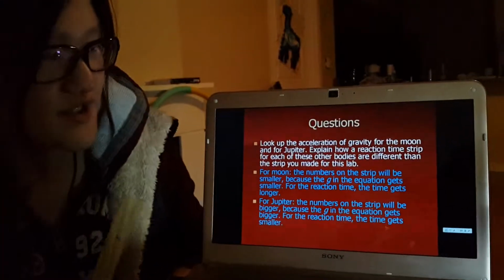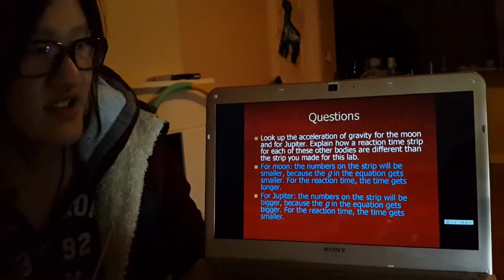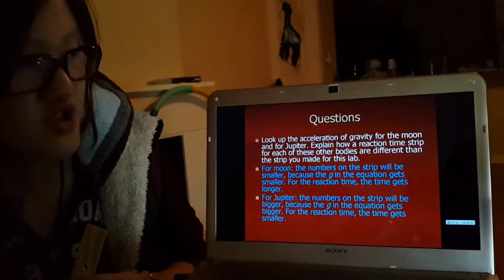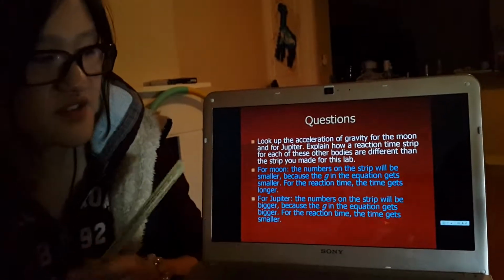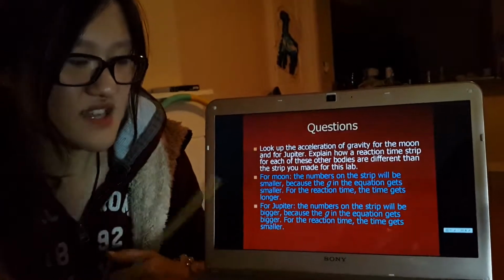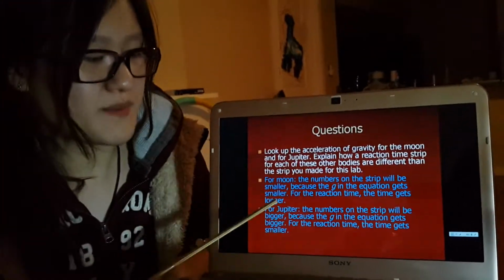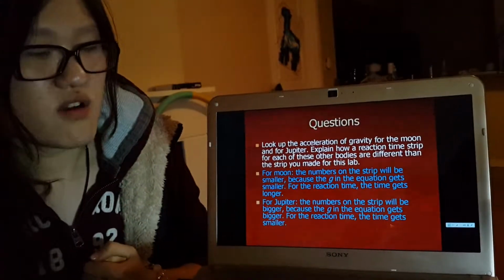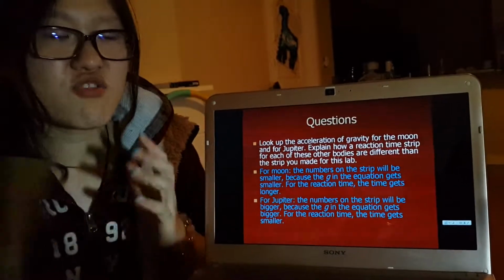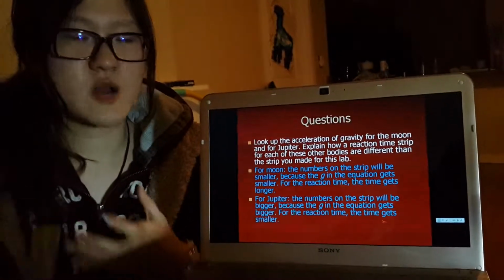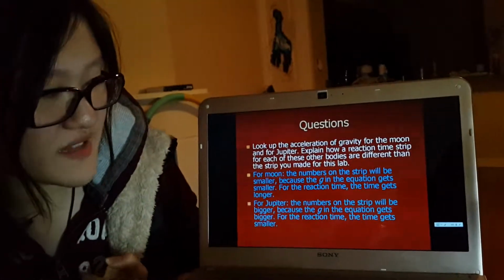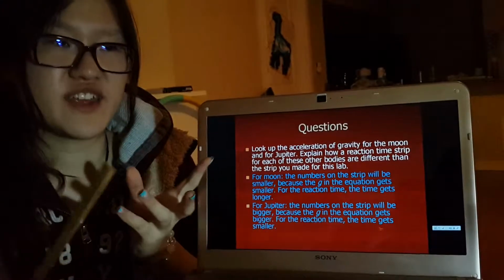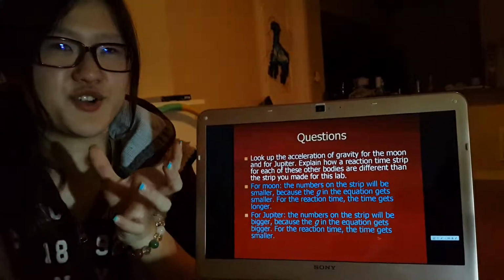The second question asks if the reaction time strip will be different on the moon and on Jupiter, because on these two planets the gravity is different. I will talk about the moon first. Because on the moon the gravity gets smaller, according to the equations, our reaction time will get bigger. Which means for the same person, the reaction time will get slower because the numbers get bigger.